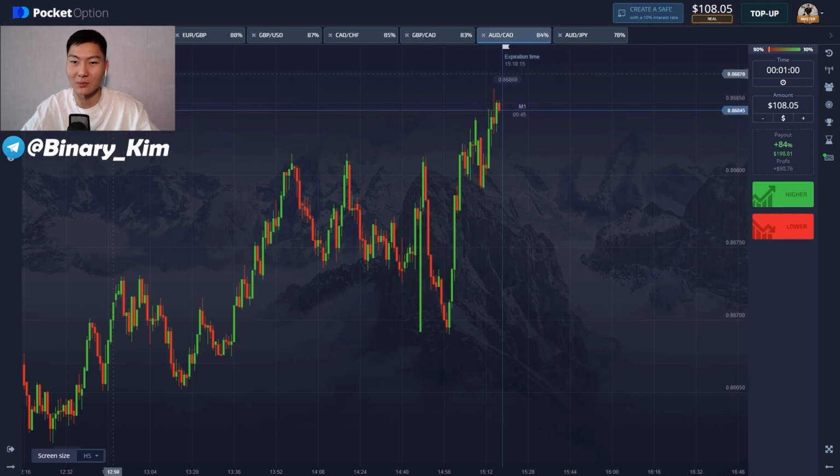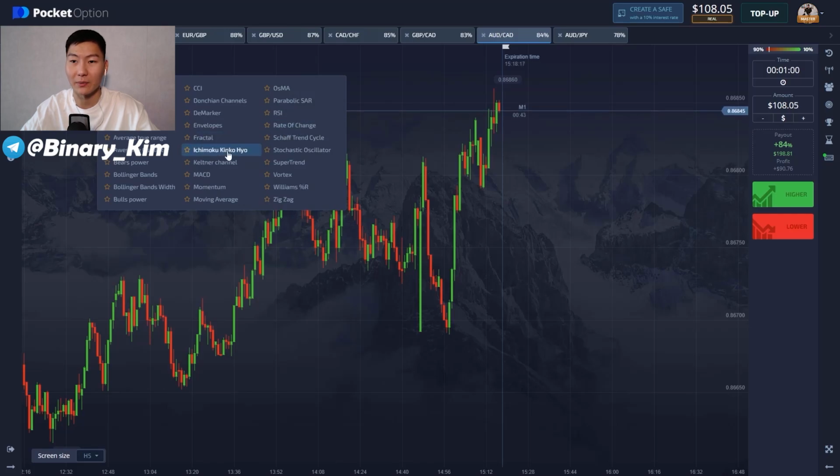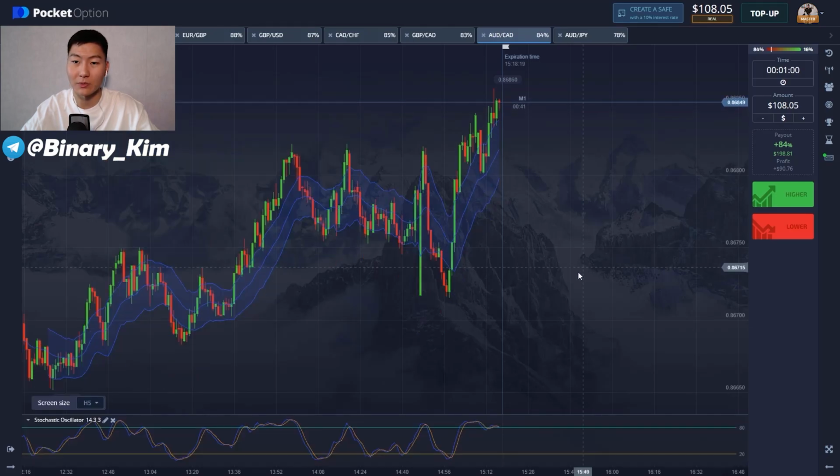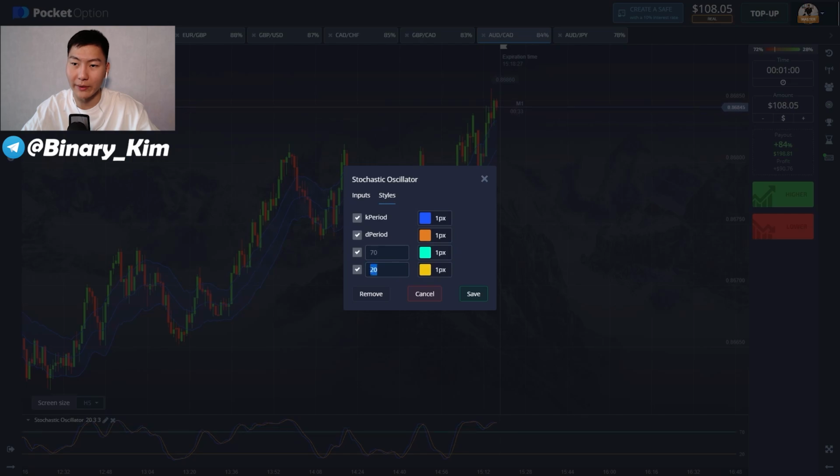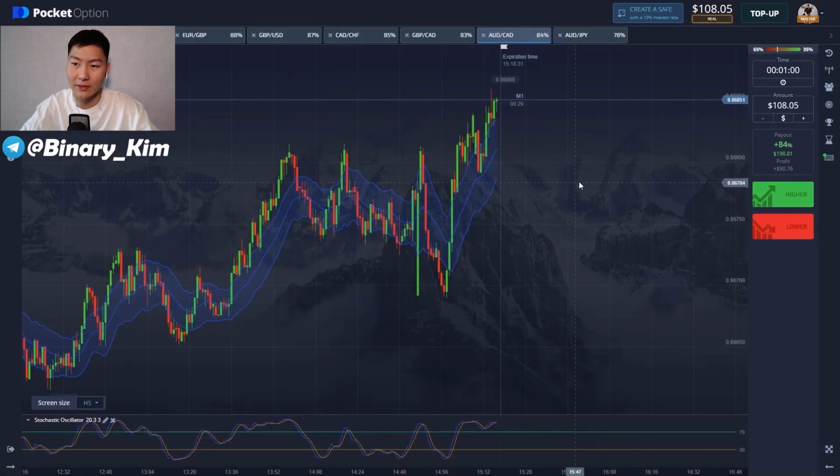Today we got a little more than 100 bucks on the balance. We trade on 1 minute time frame for the maximum deposit amount. Let's pick the indicators for today. It's gonna be the Keltner Channel and Stochastic. That's pretty simple. We set the period to 20 on the Stochastic, and we set the overbought zone to 70 and the oversold zone to 30. Try the setup in your own trading.